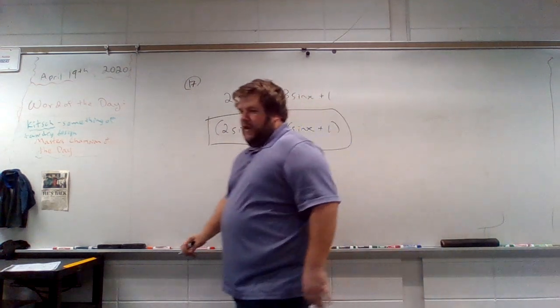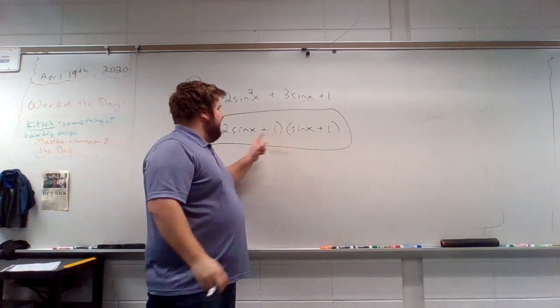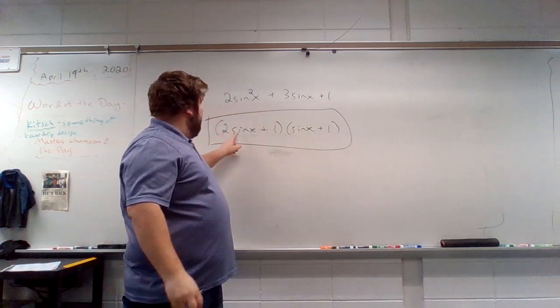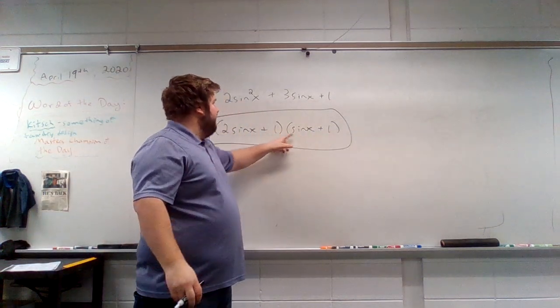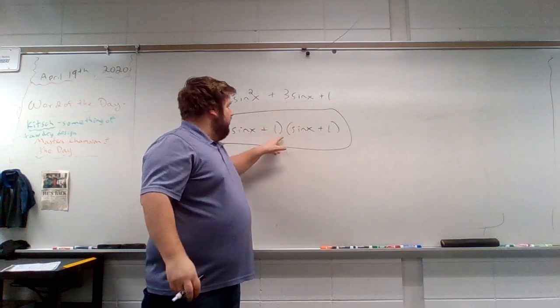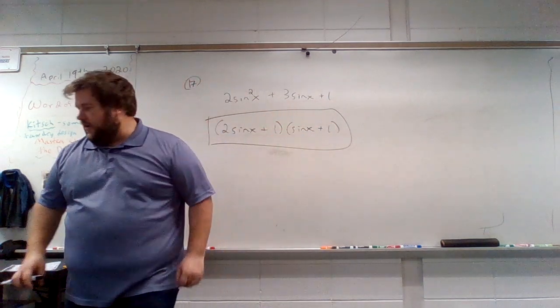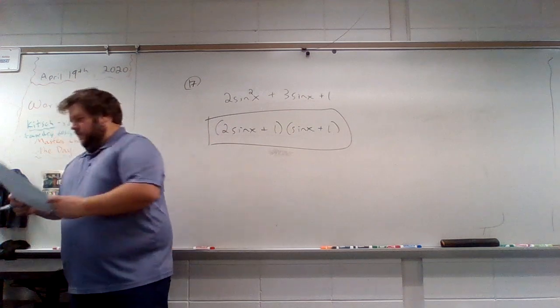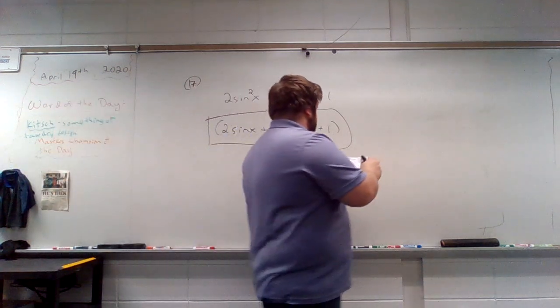Okay. And you can check to see that's right. 2 sine times sine is 2 sine squared. 2 sine times 1 is 2 sine plus sine, that's 3 sine. 1 times 1 is 1. Right, so we got it factored. Okay. Let's look at another one.